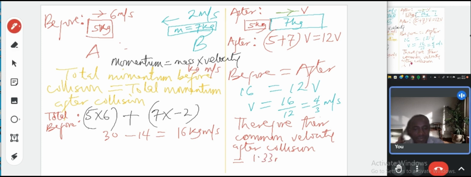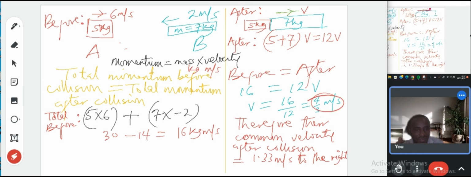1.33 meters per second. In what direction? To the right, because the direction we assumed turns out positive. So you don't have any problem. You just assume it in any direction. If it turns out positive, it means it's the right direction it will move. But if it turns out negative, it's the other way it should move.